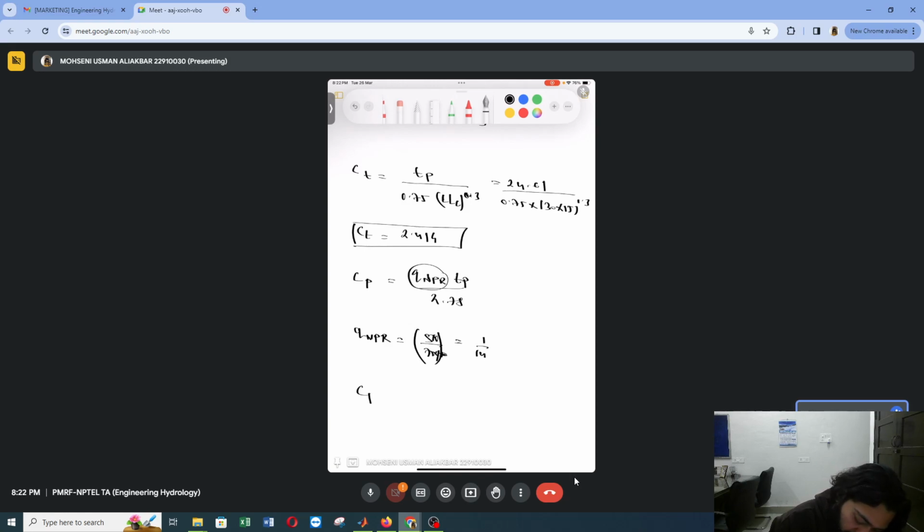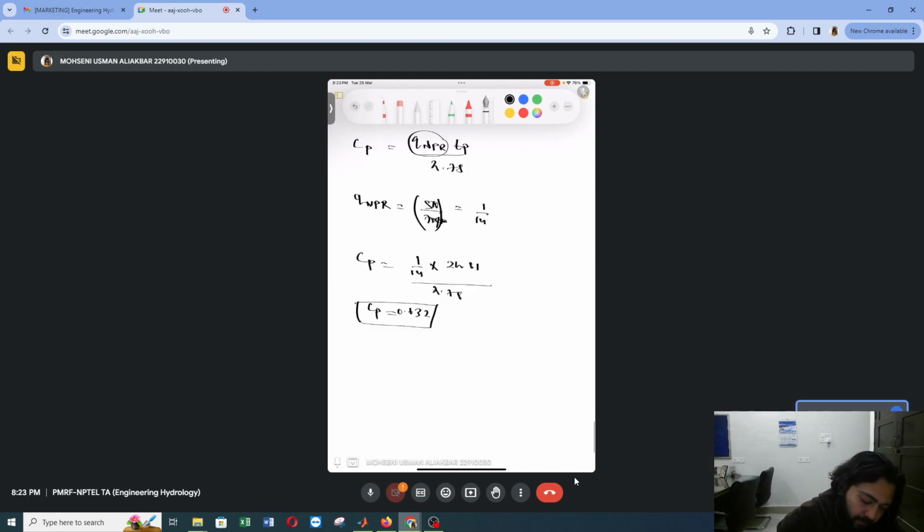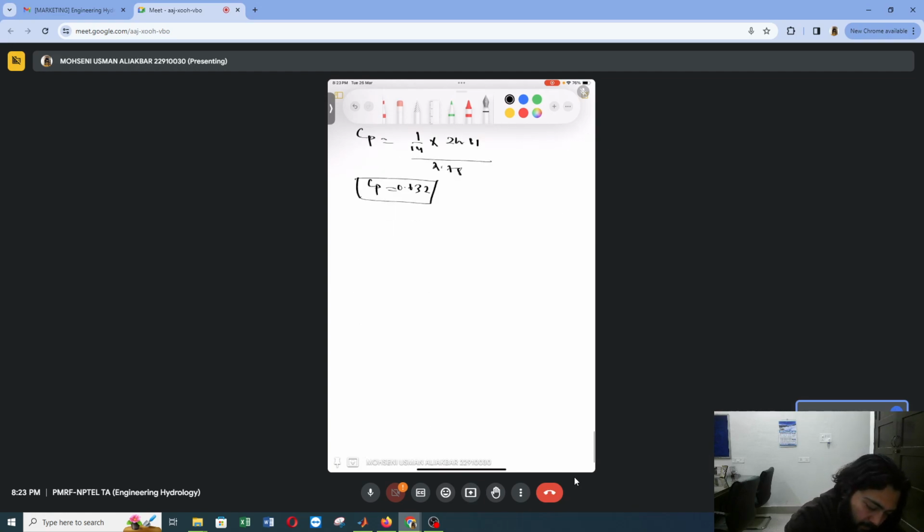So this we can substitute here. 1 by 14 into TP, which is 24.61, divided by 2.78. So this will give us the value of CP, which is 0.632. So now that we know the value of coefficient CT and coefficient CP, we are going to use these same values and calculate the value of peak discharge and time to peak for watershed B, right?